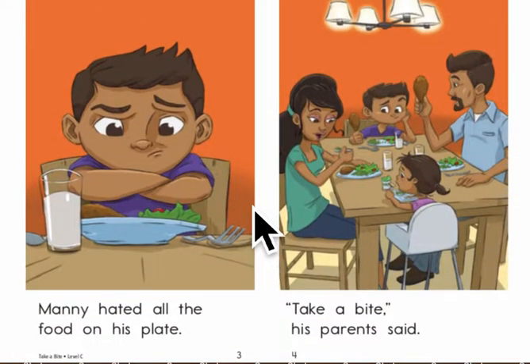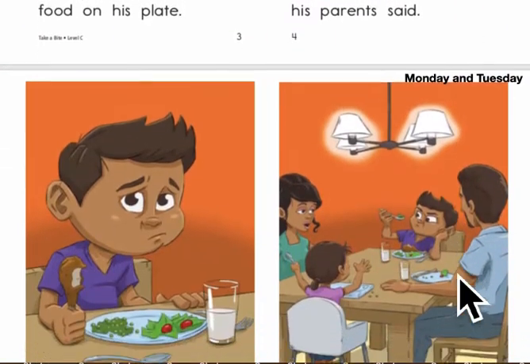Let's go to page 3 and 4 first. Touch Manny's face. How's Manny feeling? Maybe frustrated or angry? I bet it's because he hated all this food on his plate. Chicken, salad, ugh, disgusting. Here's his parents telling him to take a bite. Ugh, he's gotta eat it. Let's keep going.